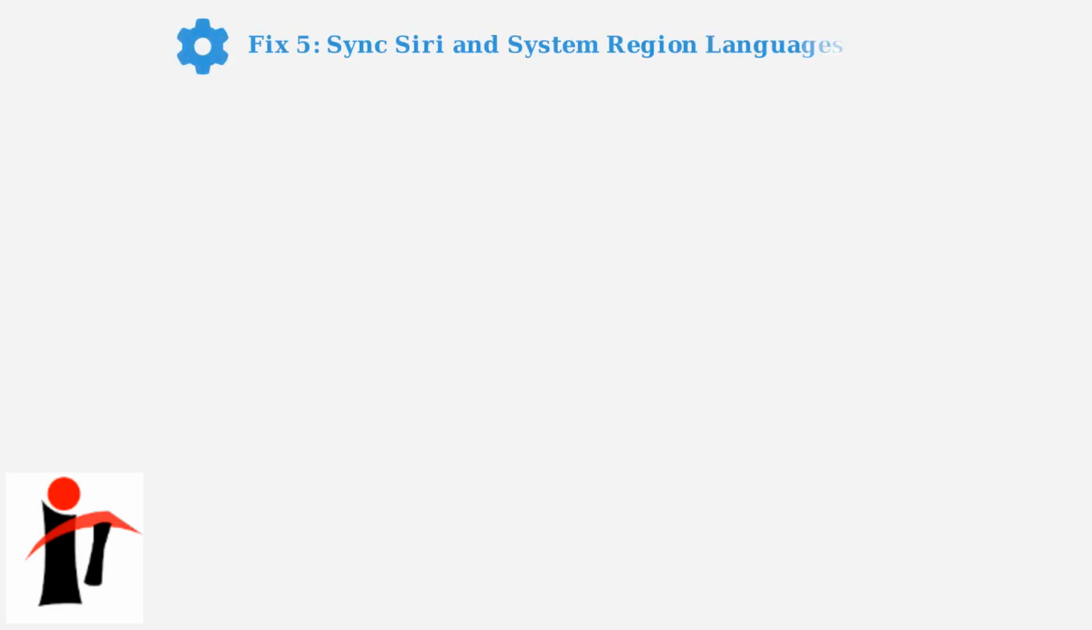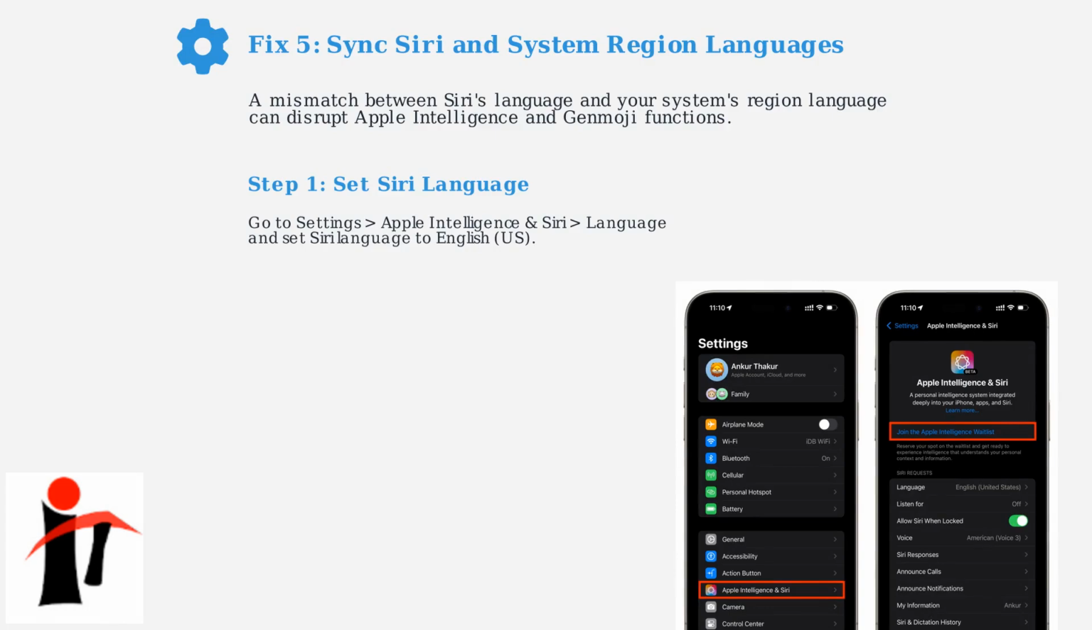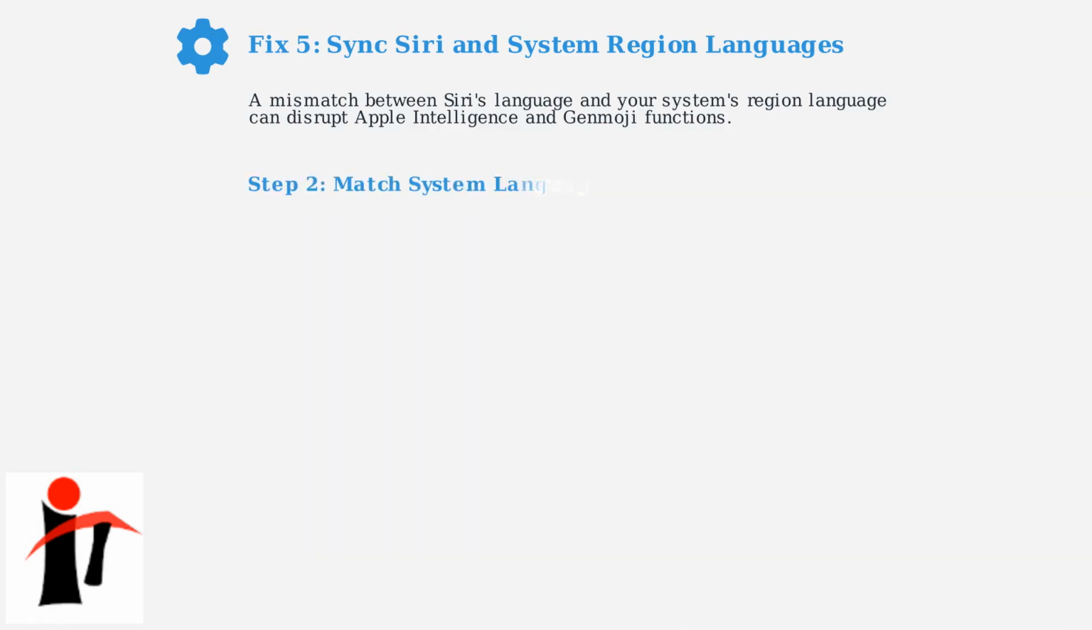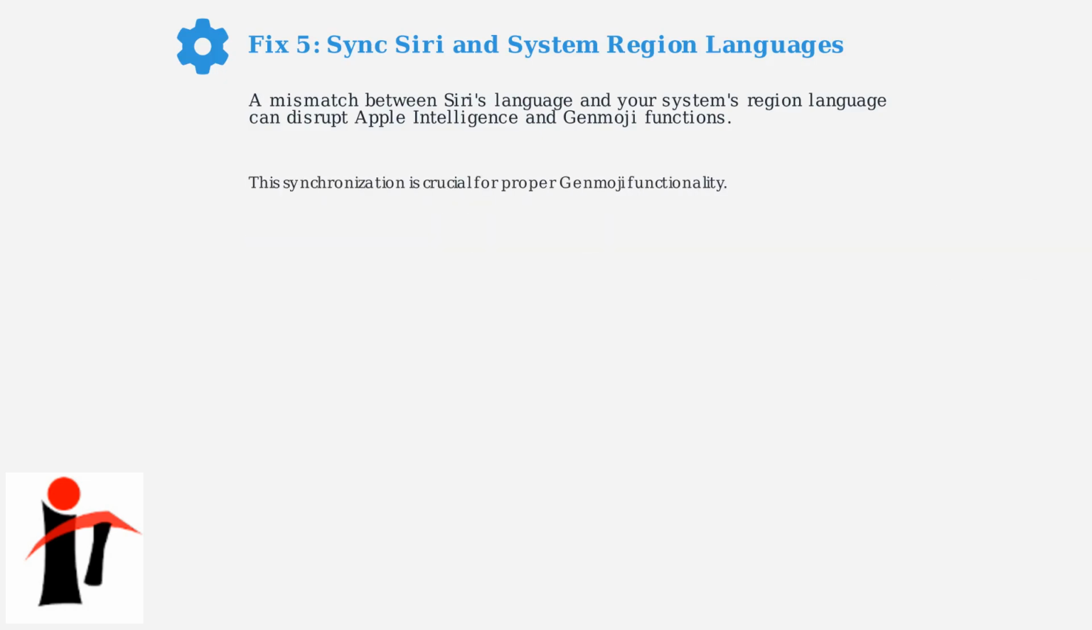A mismatch between Siri's language and your system's region language can disrupt Apple Intelligence and Genmoji functions. To resolve this, go to Settings, then Apple Intelligence and Siri, then Language, and set Siri language to English, US. Then, go to Settings, General, Language and Region, and ensure the system language matches Siri's, preferably English, US. This synchronization is crucial for proper Genmoji functionality.